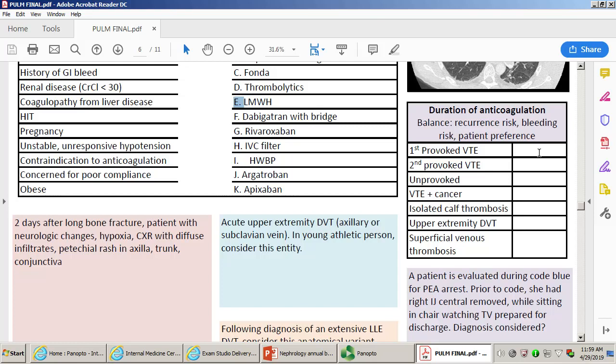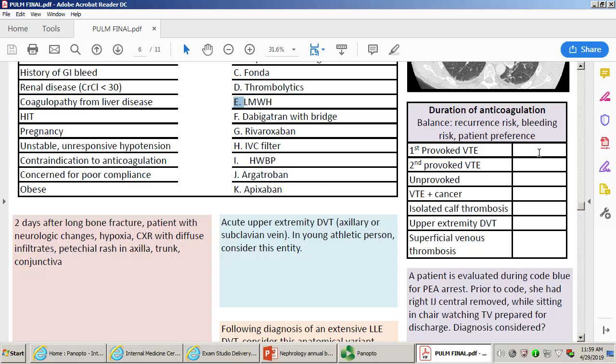Somebody who has a clot and cancer, until the cancer is treated and gone. Do we not do lifelong for anyone anymore? Or is that the discussion? That's the discussion, right? So minimum is 3 months, ideally lifelong because of the risk of re-clot for somebody who is unprovoked. But it involves a discussion with the patient.